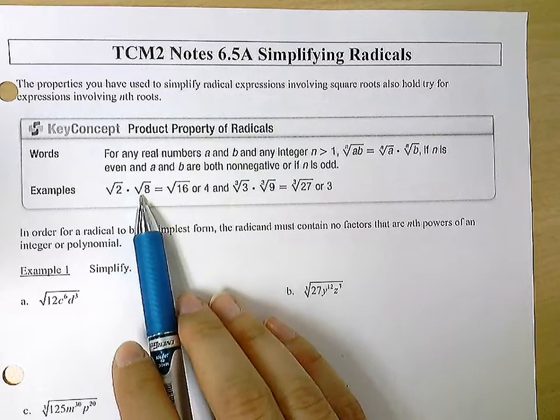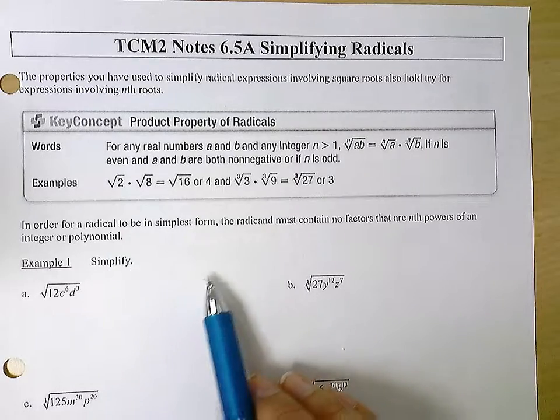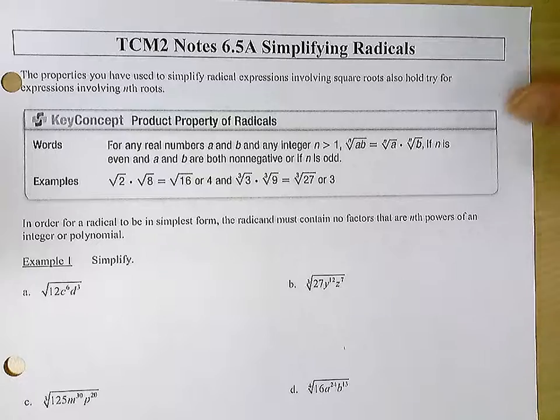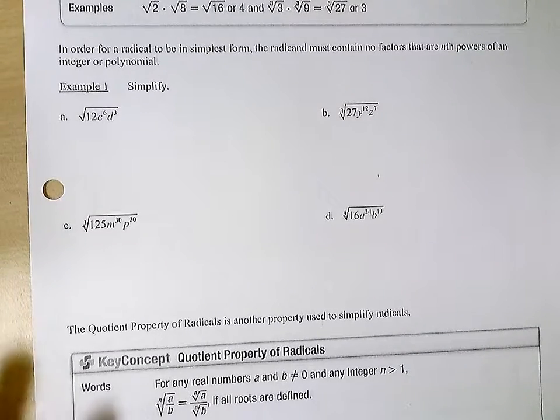We have two roots multiplied together. We can get that single root there. Same thing with our cubed roots. So in order for a radical to be in its simplest form, the radicand must contain no factors that are nth powers of an integer or polynomial. So we are going to continue simplifying today. We're just going to have some remainders. I'm just going to call them remainders.